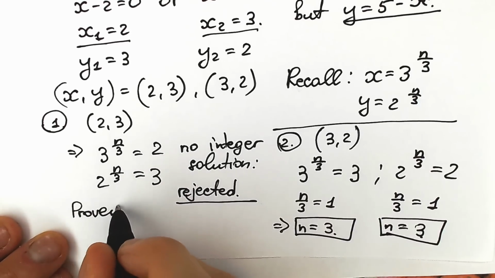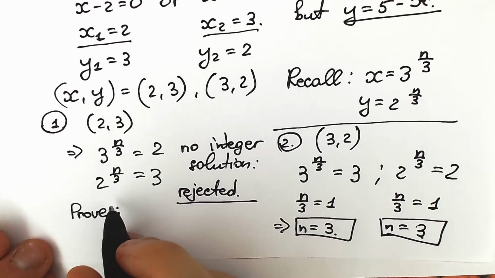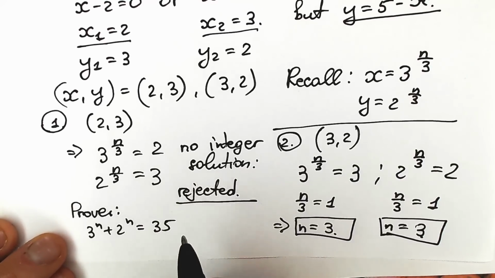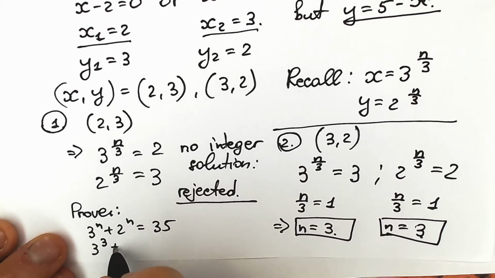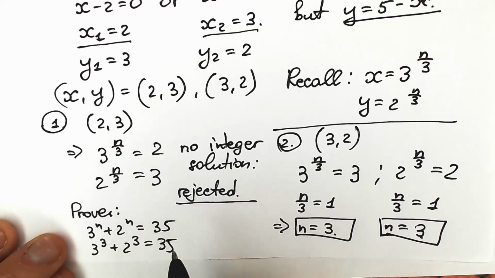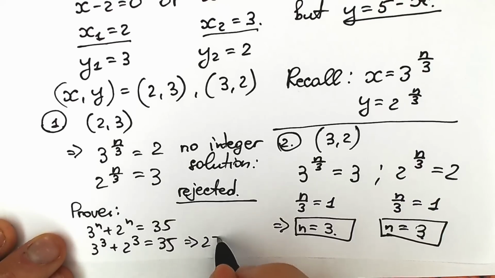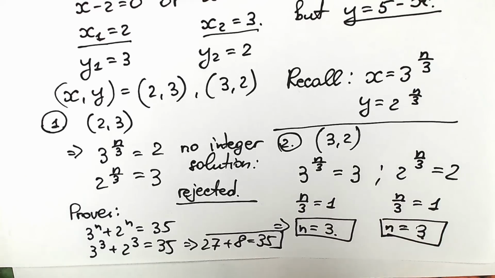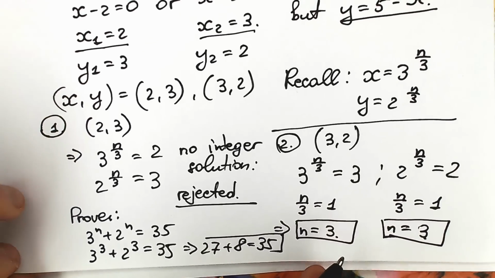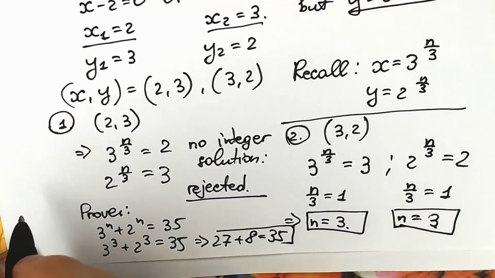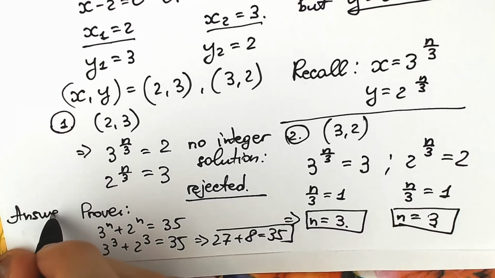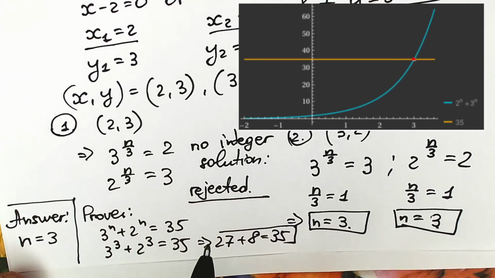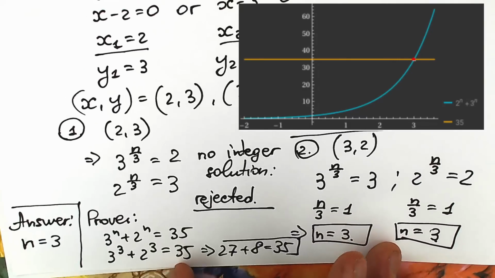What do we have here? 3 to the power n plus 2 to the power n is equal to 35. So 3 to the power 3 plus 2 to the power 3 is equal to 35, and I guess this is a correct expression. We have 27 plus 8, which is equal to 35. Everything is correct. Let's write our final answer. I don't have enough space here, so let's write it on the left side. Answer: n is equal to 3. You see a graph to this question, so I hope you understand this challenge.